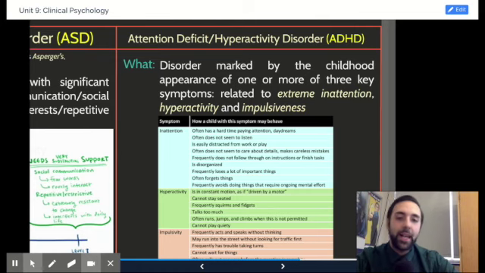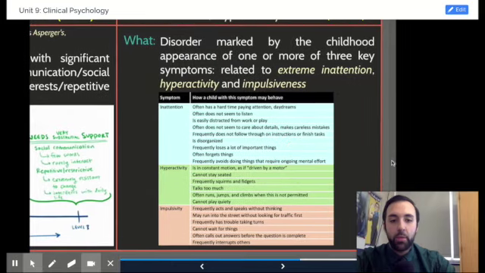But when we diagnose ADHD, we're looking for at least one of three key symptoms. We're looking for either extreme inattention, hyperactivity, or impulsiveness, though you theoretically could have 2 or 3 of those. One is necessary for the diagnosis. We could, though, theoretically look for all 3.